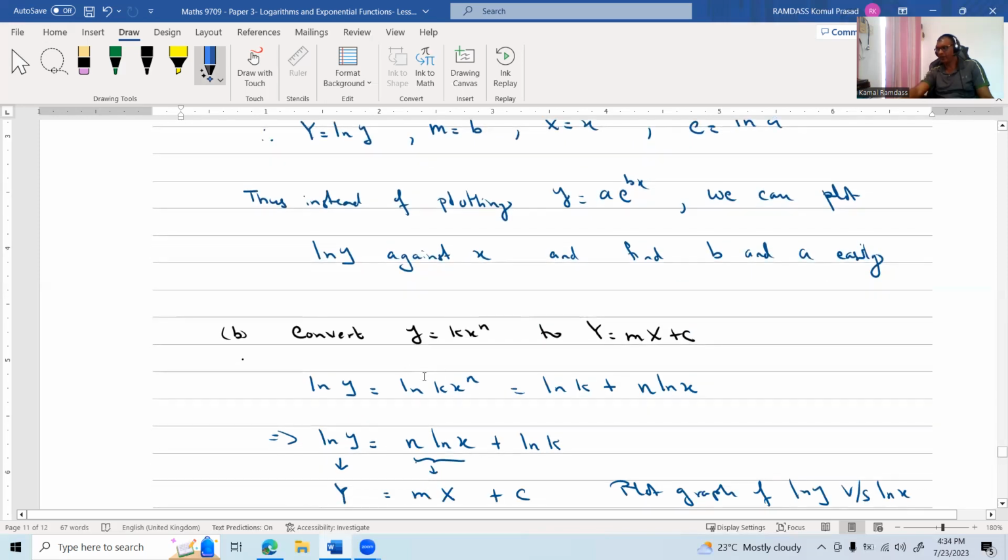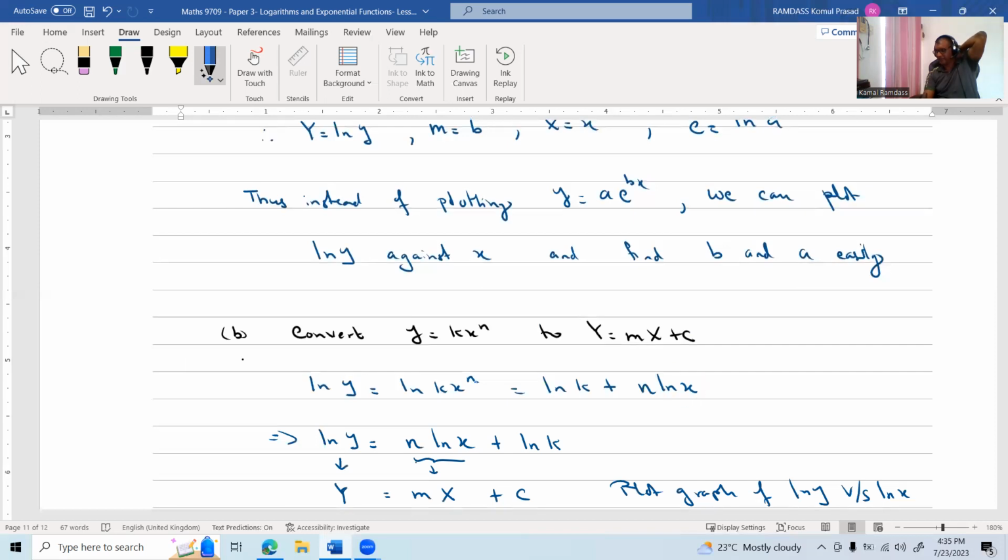Second example: convert y = kxⁿ to y = mY = mX + c form. We can take the natural logarithm, ln, to any base. ln y = ln(kxⁿ), and we use the multiplication law again: ln k + n ln x. In fact, ln of xⁿ is n ln x. So here, this is capital Y, this is c, and this is capital X.